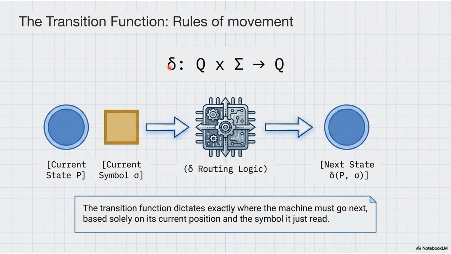Here del takes Q, the state, and sigma, the alphabet, and moves to the next state, which is also a Q. So based on the current state and the input symbol, it moves to the next state.